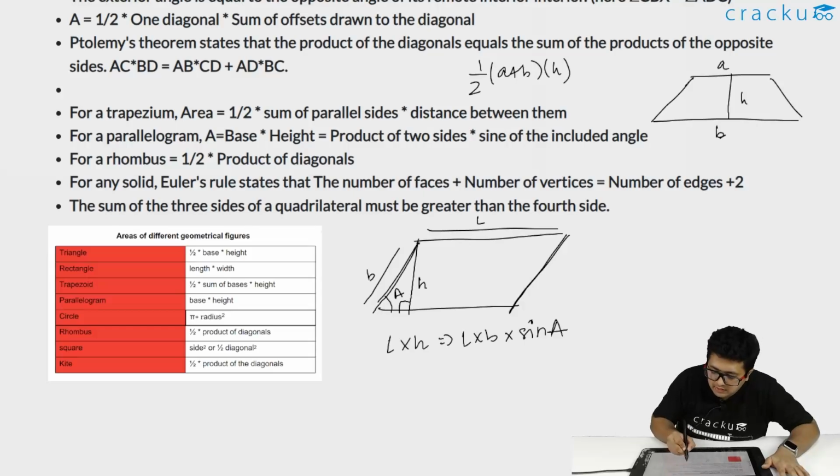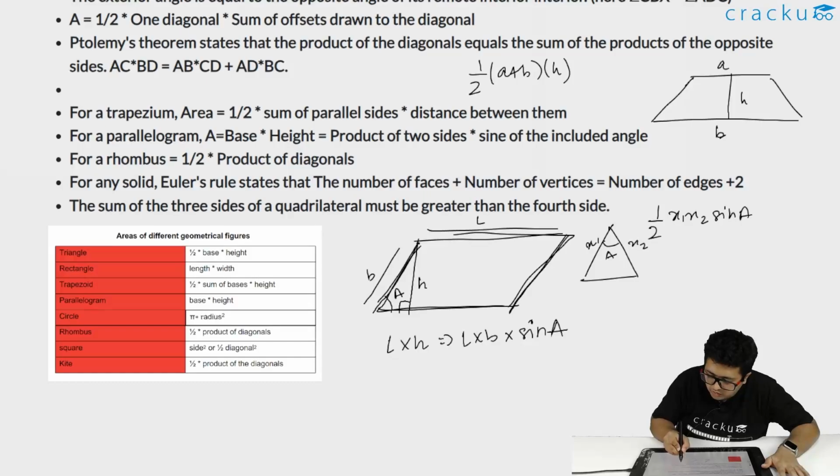It's basically like the area of a triangle. If this is x1 and this is x2 and this angle is A, the area will be half into x1 x2 into sine A. Since this is a parallelogram, it's 2 times that, since this angle is also A. So it's just basically length into breadth into sine of A.